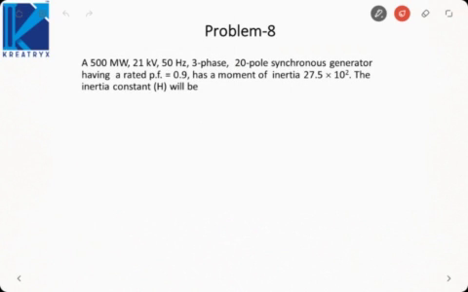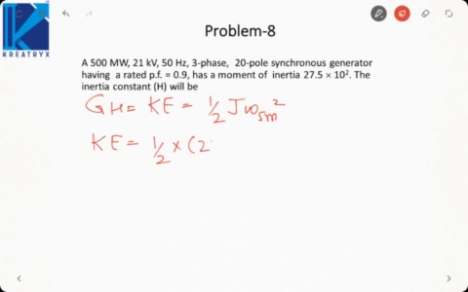In our next problem, it is saying a 500 megawatt, 21 kV, 50 Hz, 3-phase, 20 pole synchronous generator, rated power factor 0.9, and moment of inertia is given. H is asked. We know GH is equal to kinetic energy, which will be half J omega Sm square. So let us calculate the kinetic energy first. J is 27.5 into 10 raised to the power 3.